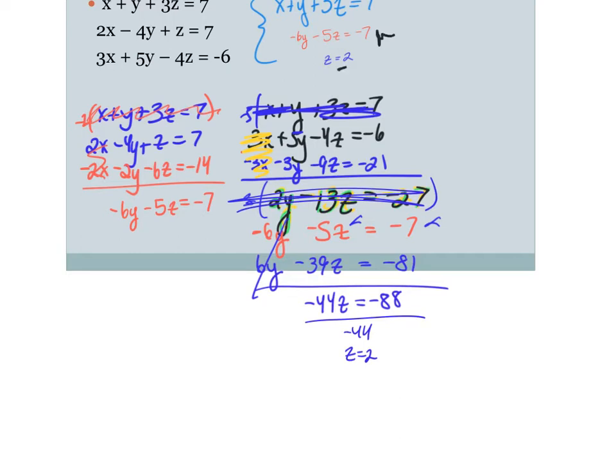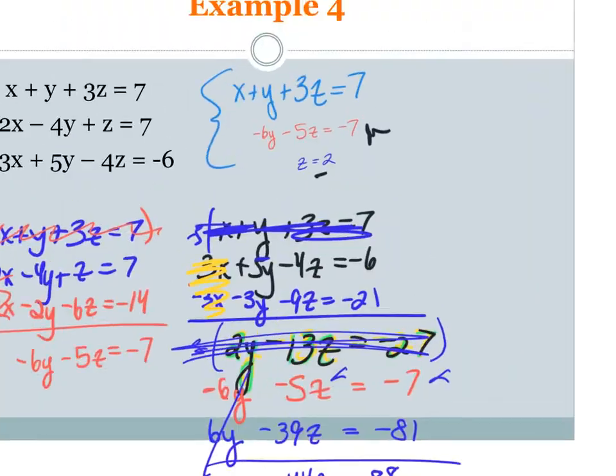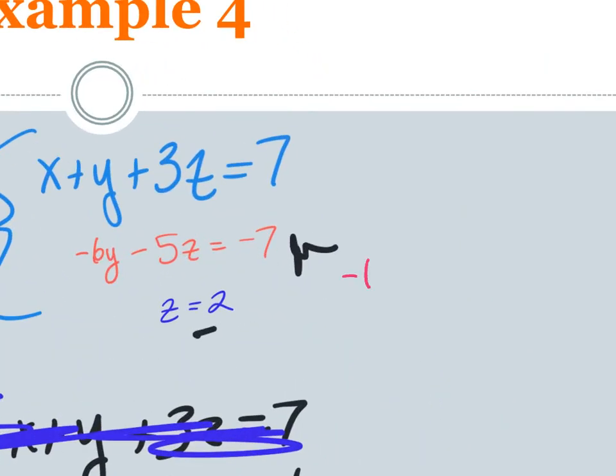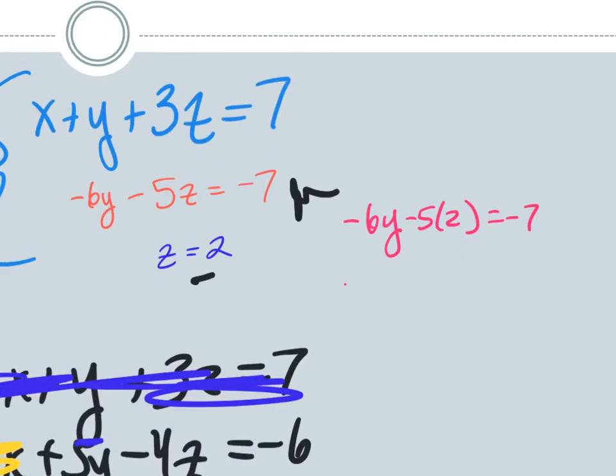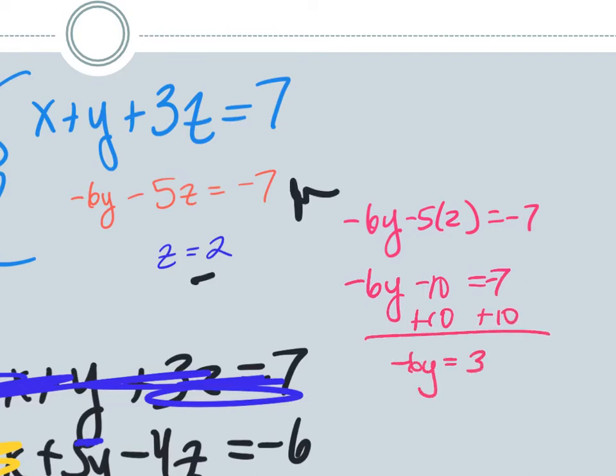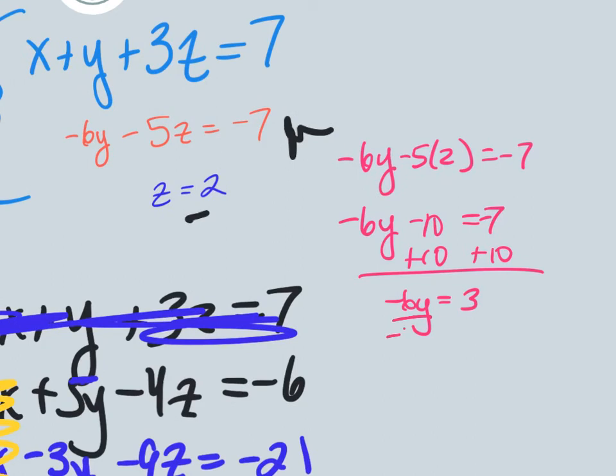Okay. And then now we're just going to plug back in. So I'm going to say negative 6y minus 5 times 2 equals negative 7. So negative 6y minus 10 equals negative 7, right? So if I add 10 to both sides, I get negative 6y equals 3. So y equals what? Not negative 2, guys. Negative 1/2. Yeah, that's a very common mistake.